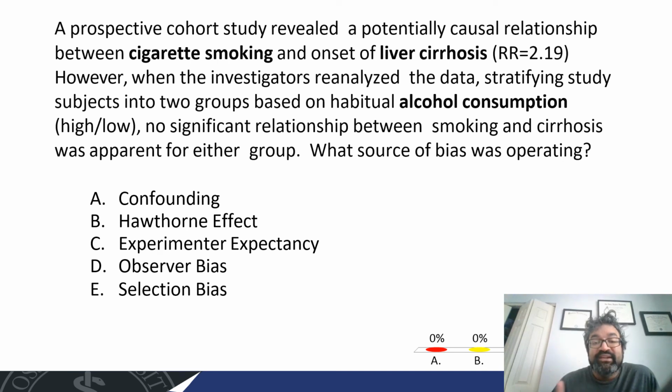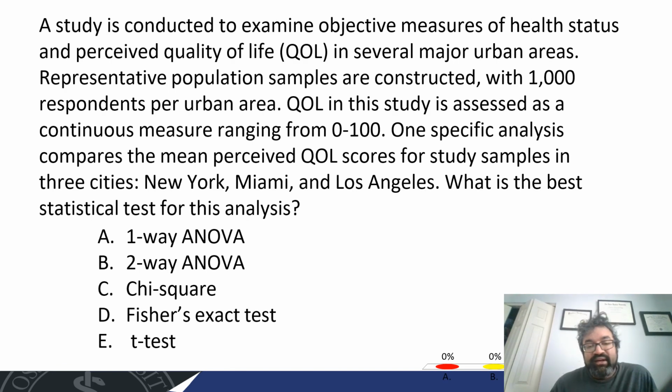And that's because there's a third variable that is actually related, and this is why this is considered confounding. So now what you're doing in a study, and this is kind of a second order question, but important to understand the thought process, and so I'm going to show you that. A study is conducted to examine objective measures of health status and perceived quality of life. So as I'm reading this, I'm going to highlight this so that you can see exactly what I'm talking about.